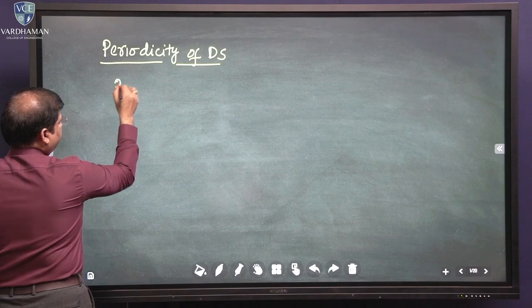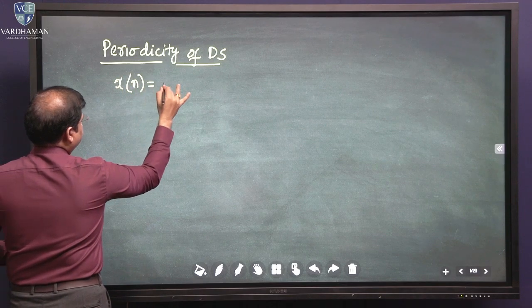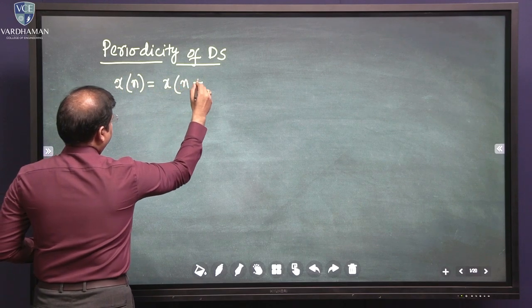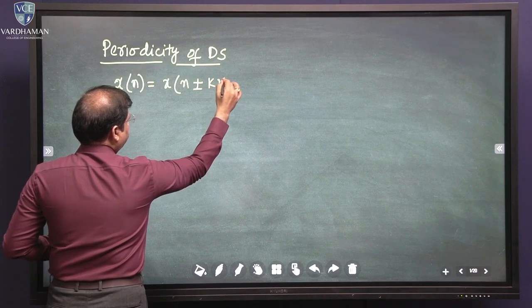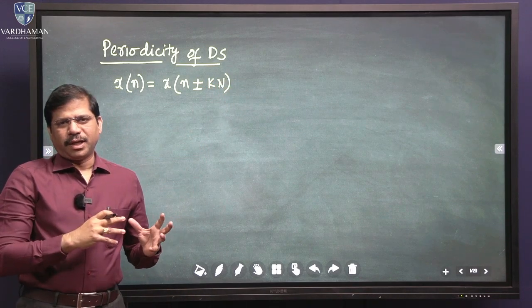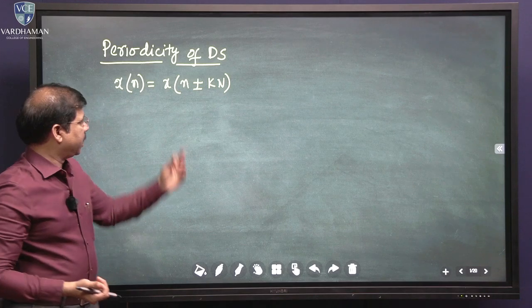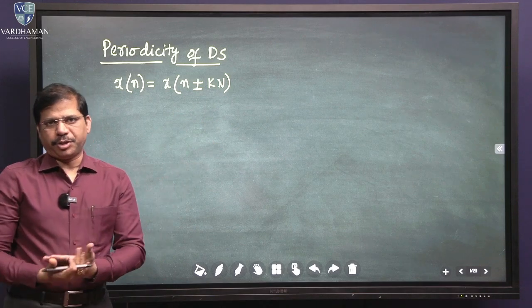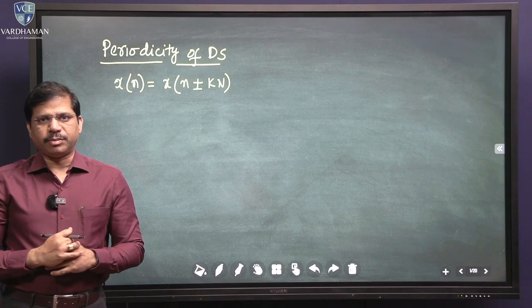So, what is the formula here? x of n equals x of n plus or minus k N. Equation wise, both are the same. That means x of t equals x of t plus or minus kT. That's the periodicity concept in continuous time domain signals.